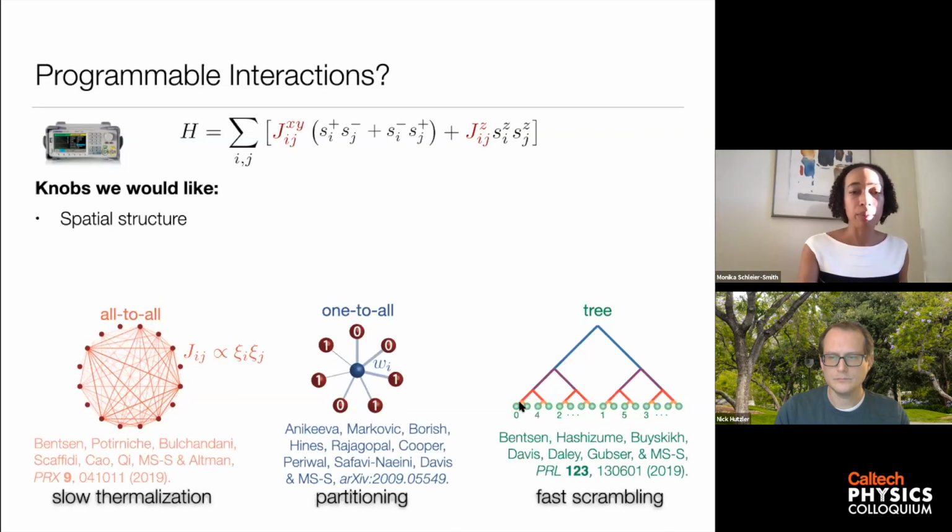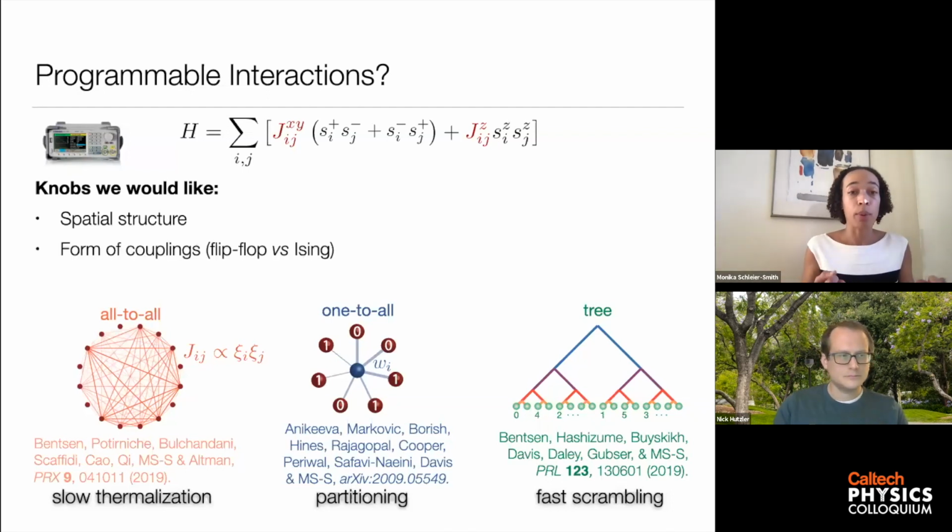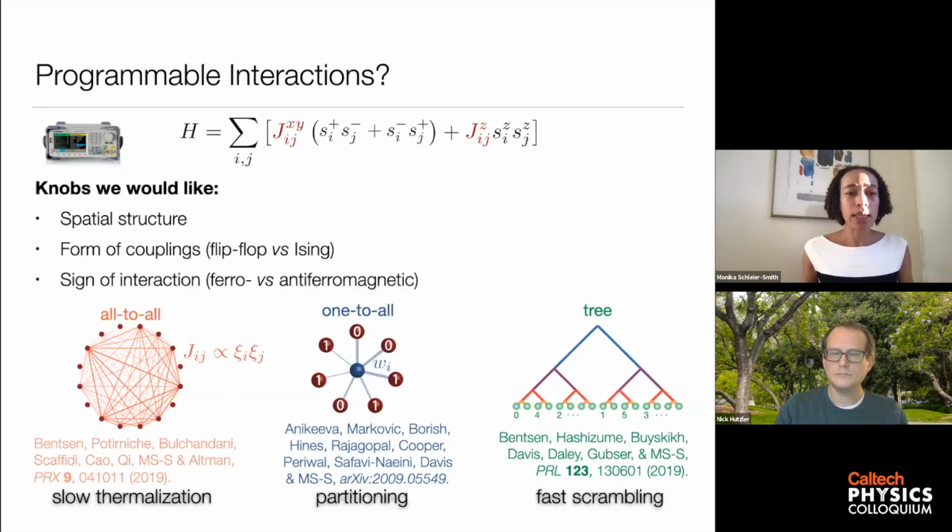And so if you're interested in knowing more about things that might happen with these different interaction graphs, here are a few different theoretical papers on ideas we've been thinking about. But quite generally, control of the spatial structure is one aim in this system. But there are other things you might want to control, like what is the form of the couplings? Is it just this spin exchange that I can think of as these excitations hopping? Or is it an Ising interaction, like the one that showed up in those optimization problems at the beginning? And what is the sign of the interaction? Is it ferromagnetic or anti-ferromagnetic?